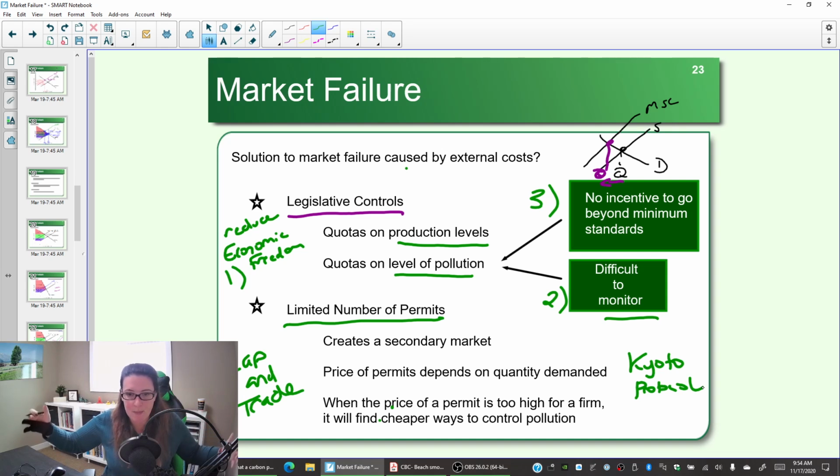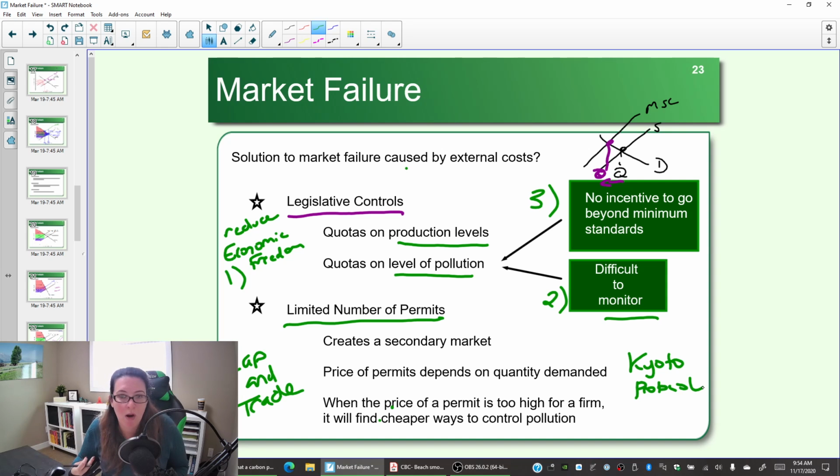So we're going to set a limit on the global amount of carbon pollution. And then what would happen is that we would take that total amount that collectively we were allowed to pollute and chop it into permits. So there's a certain amount of pollution per permit. And each country would get a certain number of permits.